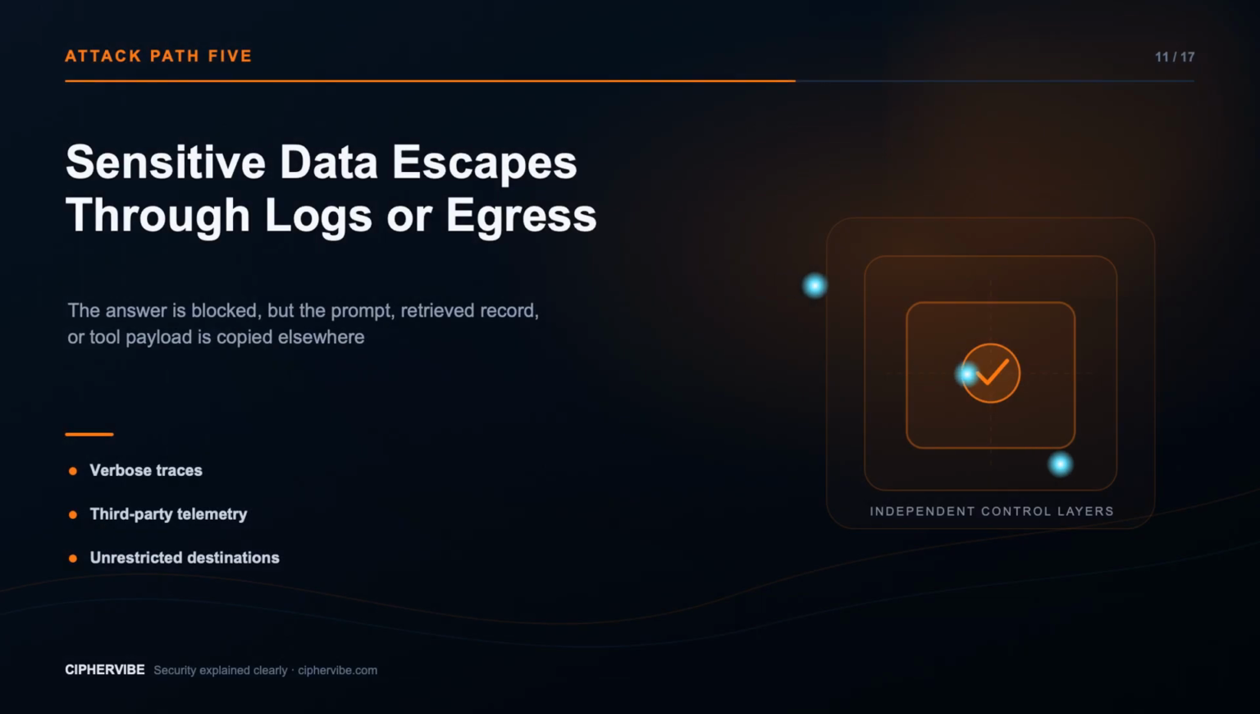The fifth path bypasses the chat response. Sensitive prompt content appears in debug traces, evaluation datasets, or an unrestricted outbound call. Threat models must follow data after inference. Record only what operations need, redact sensitive fields, control retention, and default deny network destinations that the task does not require.